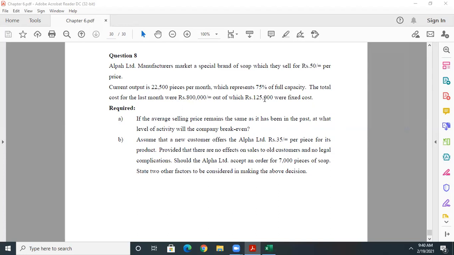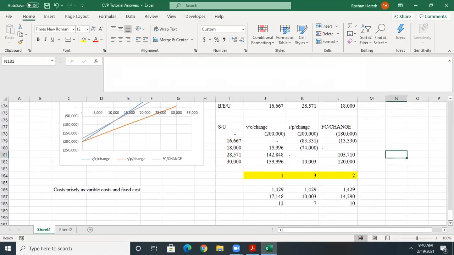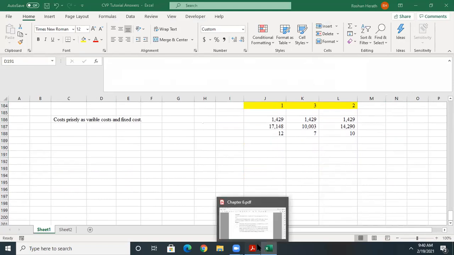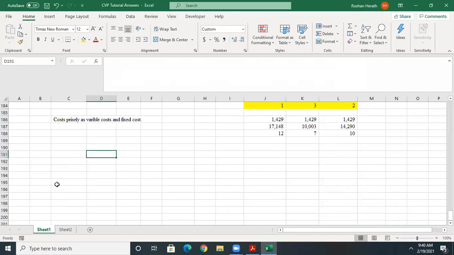So you need to know the fixed cost. It's 125,000. Sales price is given. So sales price is 50. Even the fixed cost is there, that is 125,000. Then you need to know the variable cost per unit.